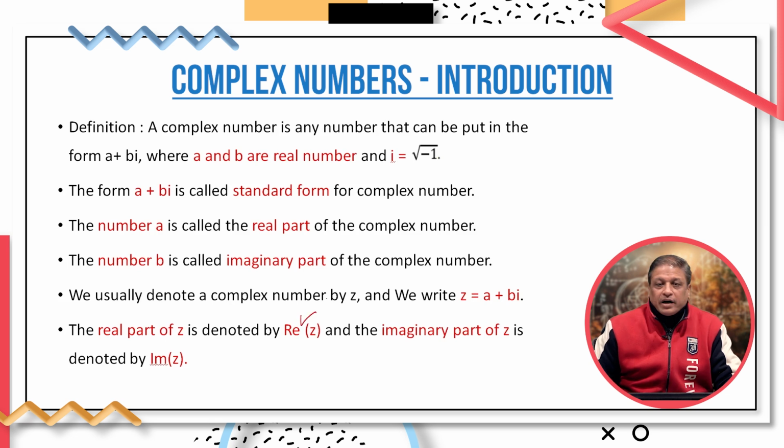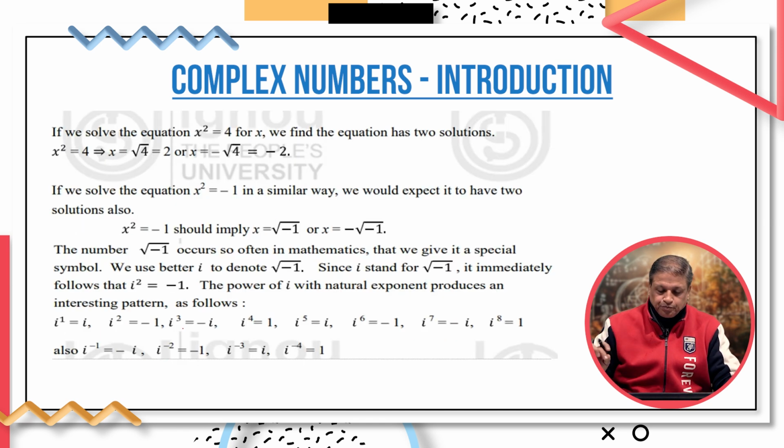This Re z represents the real part of the complex number z, and Im z represents the imaginary part of the complex number z.